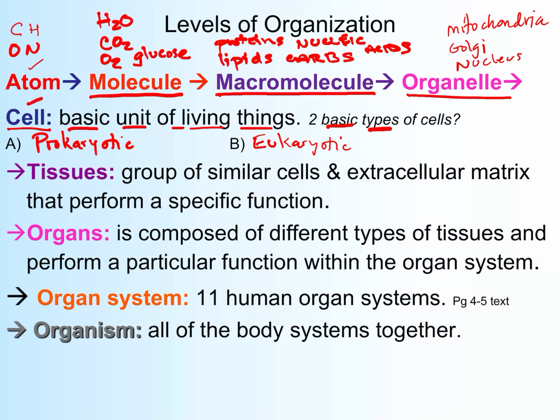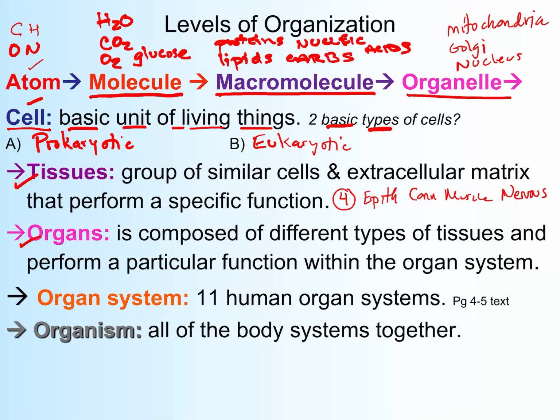The next level up is tissues. Many types of cells come together to form a tissue. There are 4 tissue types that we're going to talk about, and these are all in chapter 3: epithelial tissue, connective tissue, muscle, and nervous. We'll get to those in chapter 3. And then we have organs. Organs are tissues coming together.